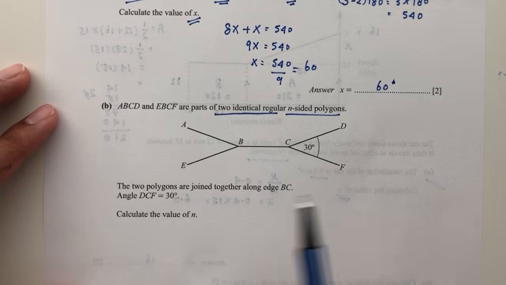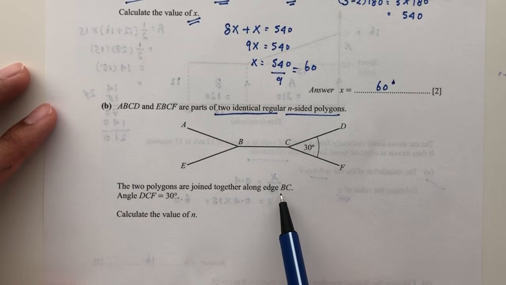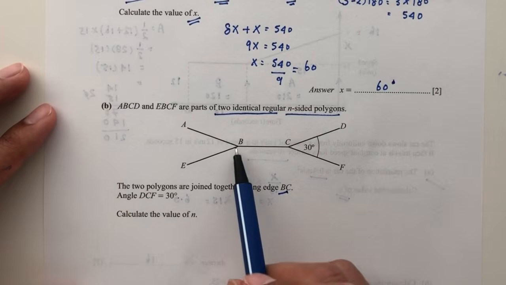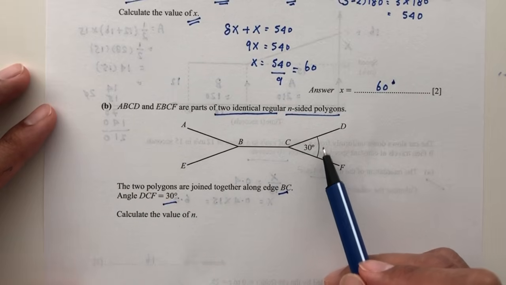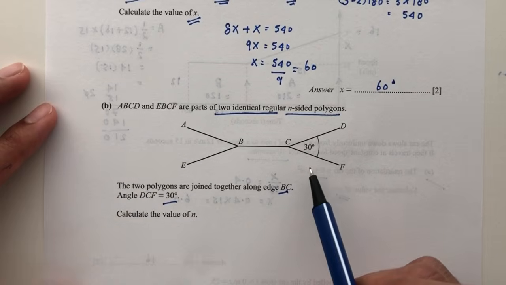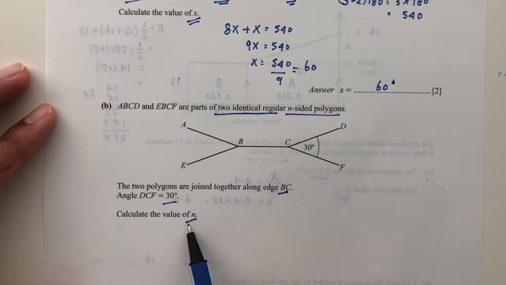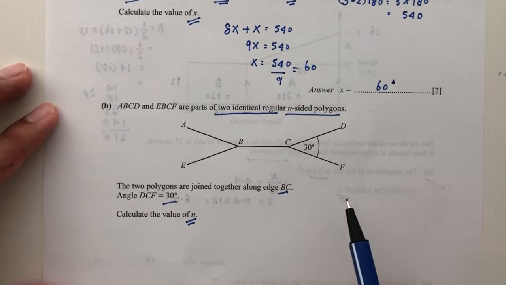Now what else do we know? We know that the two polygons are joined together along the edge BC, and the angle DFC. So this angle DFC here is the angle in between. Now we have to find the value of n. N is the number of sides. So we have to find one side of the interior angle to find the value of n.